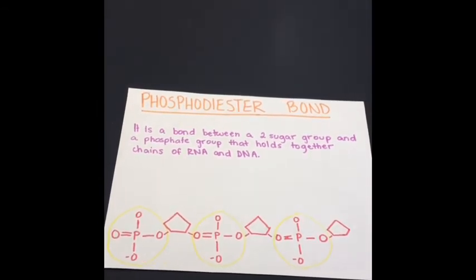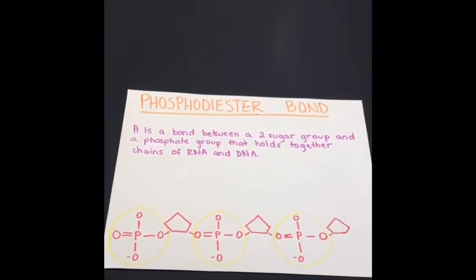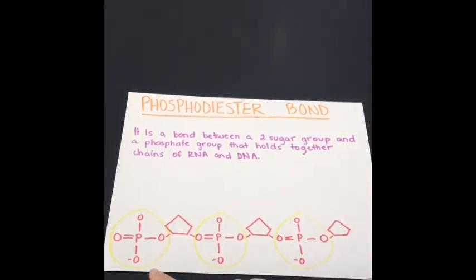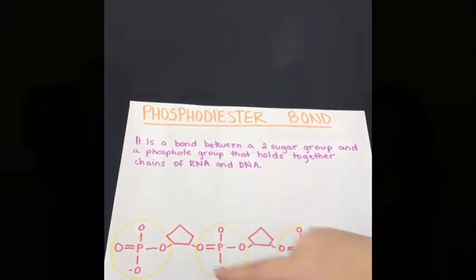Then we have the phosphodiester bond. It is a bond between a sugar group and a phosphate group that holds together chains of RNA and DNA. So we have our phosphate groups, and they're bonded to the sugar groups. And that's how DNA is replicated.